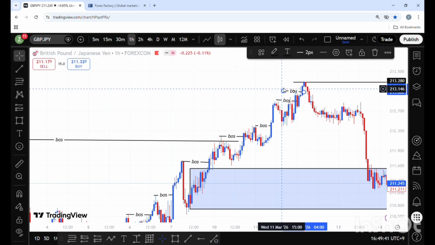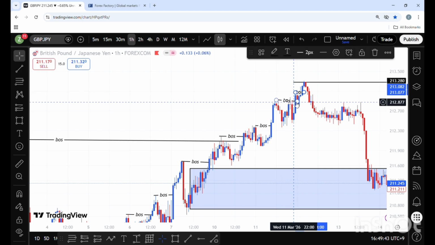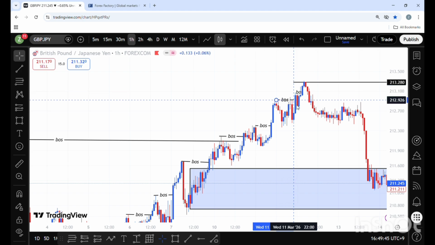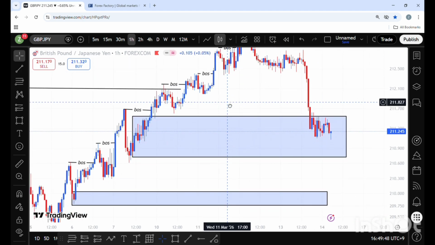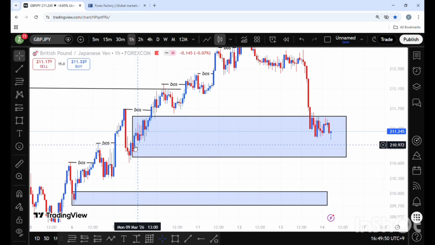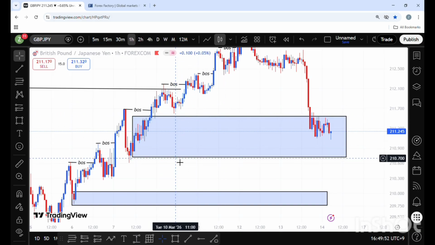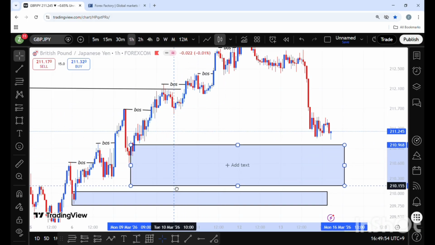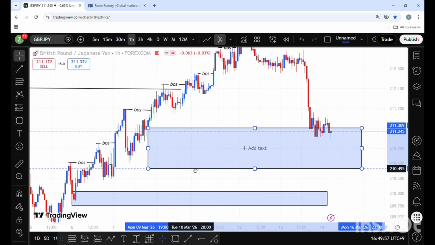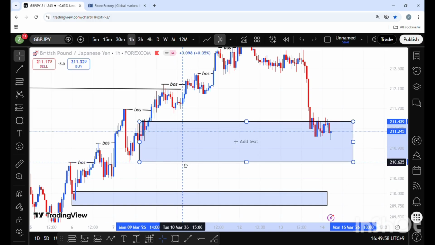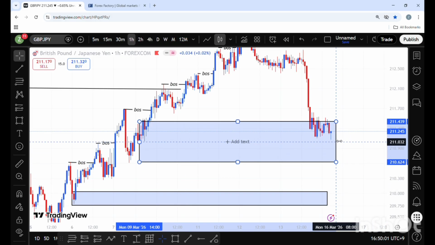Let me just map out these break of structure stretches, though I don't need them, to let someone who is struggling with mapping out break of structure get an insight of what is expected of them. So the market reacted from here. This is just a support level.